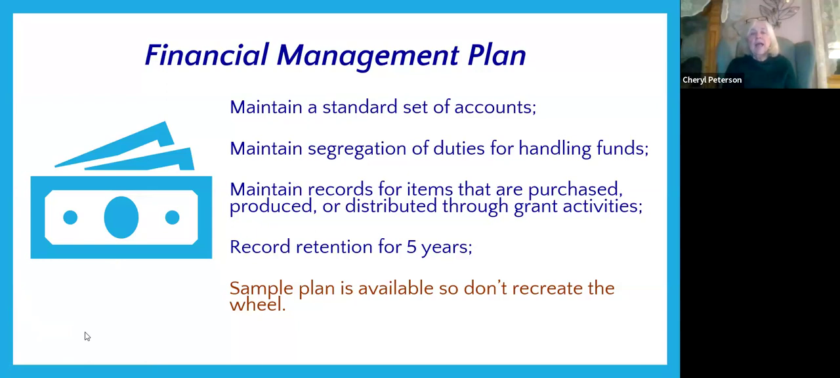Things like having segregation of duties, making sure you have receipts for every wire transfer, every check that you wrote for this grant, retaining your records for 5 years, having 2 signatures on every check that is written. And we have a sample plan.